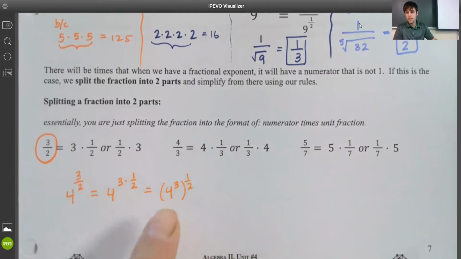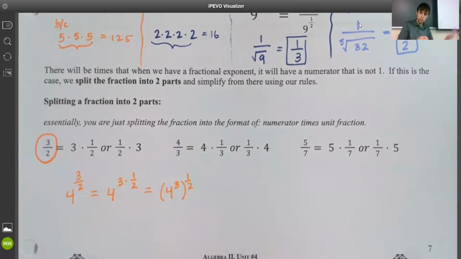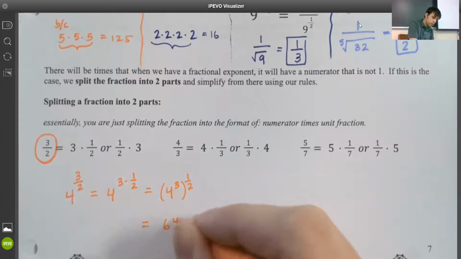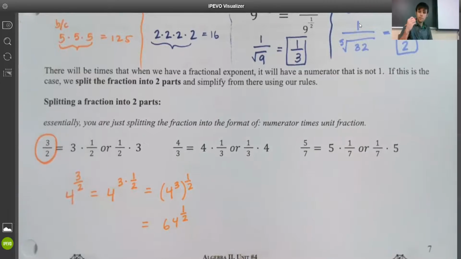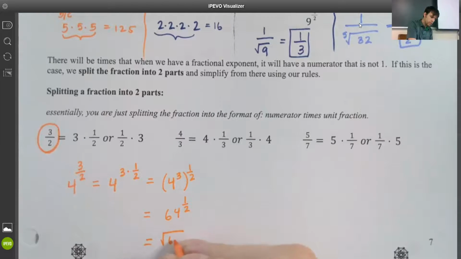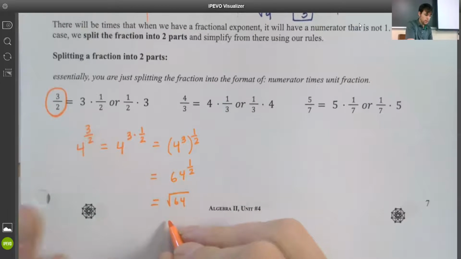Now I can start thinking about what this is actually equal to, right? I can actually start to perform some calculations here. 4 to the 3rd power is 4 times 4 times 4, 64. So it's 64 to the 1/2 power. Remember, an exponent of 1/2, that's just square root. So this is the same thing as the square root of 64, which is equal to 8. Just a little bit more, that equals 8.